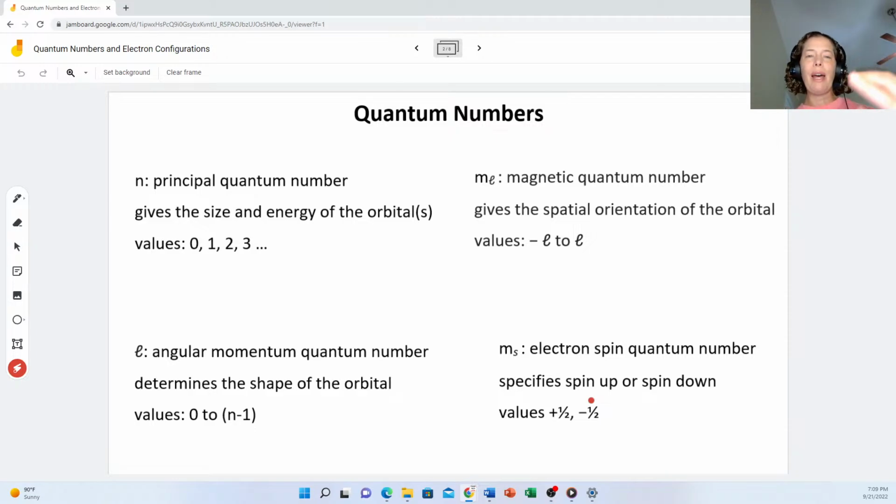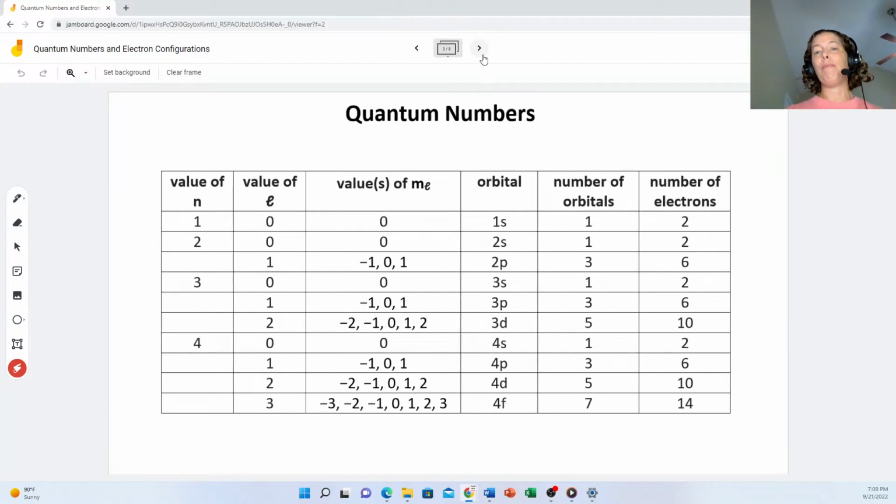What does M sub L equal? Or, well, our values for M sub S are always going to be plus 1/2 and negative 1/2. And what does that mean in terms of orbitals? Okay, so here on our next slide, we just have this big table. Now, this is not an exhaustive table of all the quantum numbers, obviously, but this is going to give you a really good idea of how these quantum numbers are tied together.